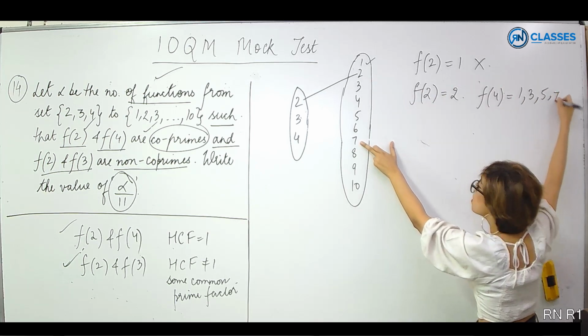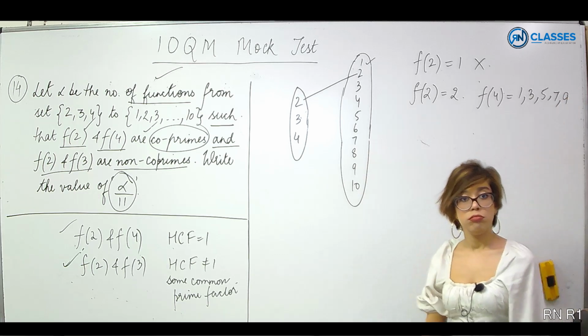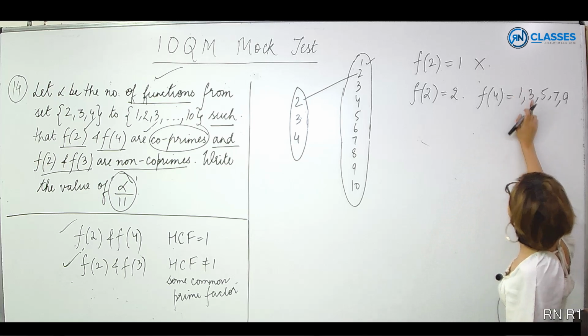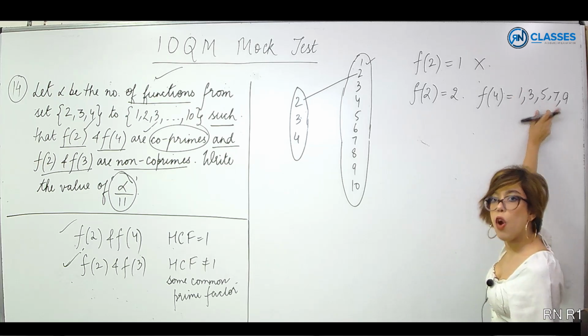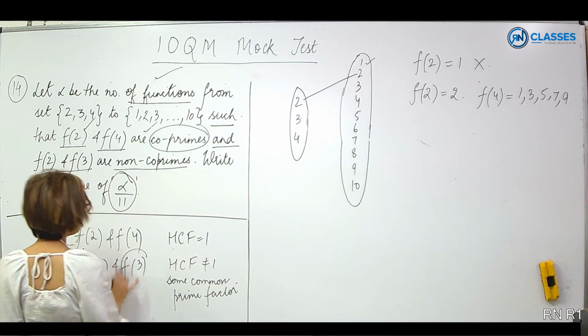Then 7, yes. 8, no. 9, yes. 10, no. Right? Do I understand this? Right? Either f of 4 can be 1 or 3 or 5 or 7 or 9. Cool? Now, along with this, I need to talk about f of 3.